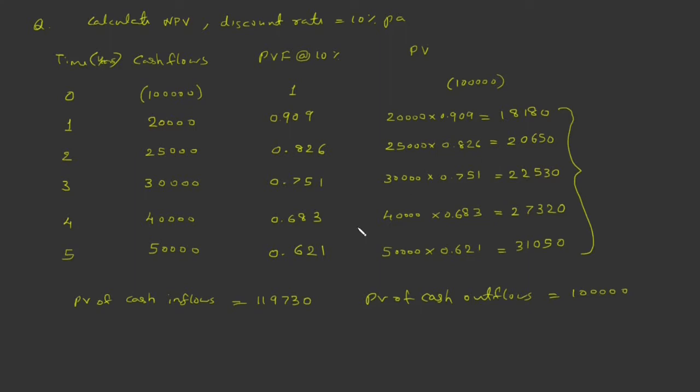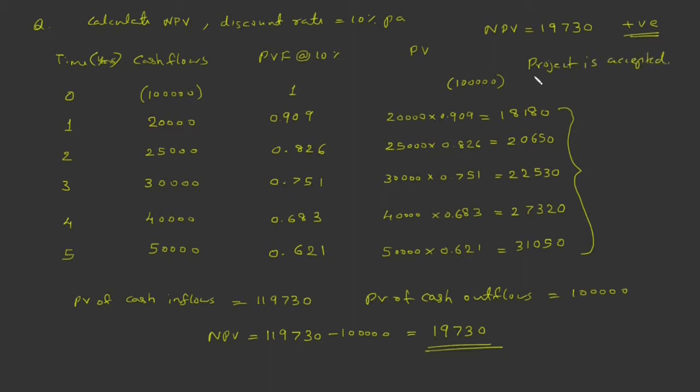So what is net present value? It is equal to present value of cash inflows, that is 119,730, minus 1 lakh, and that is equal to 19,730. We got net present value equal to 19,730, which is a positive value. So the project is accepted. So this is one way we can do it.